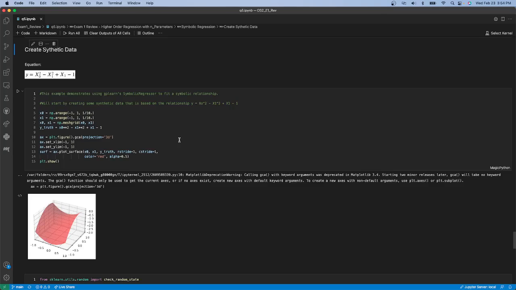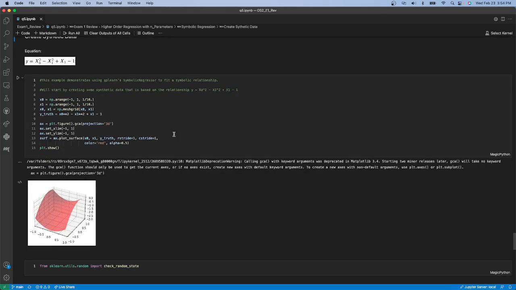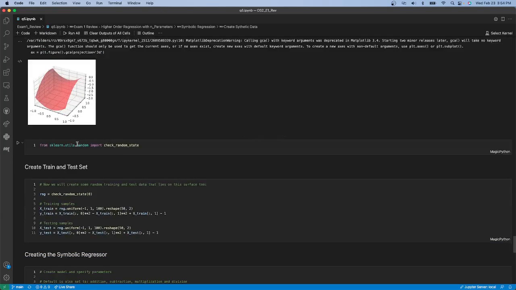And we are essentially just getting that data and we're showing the plot. So that's pretty much all that's going on here. And we're going to import check random state, and just check that data lies on this surface. I believe is what this is actually doing.